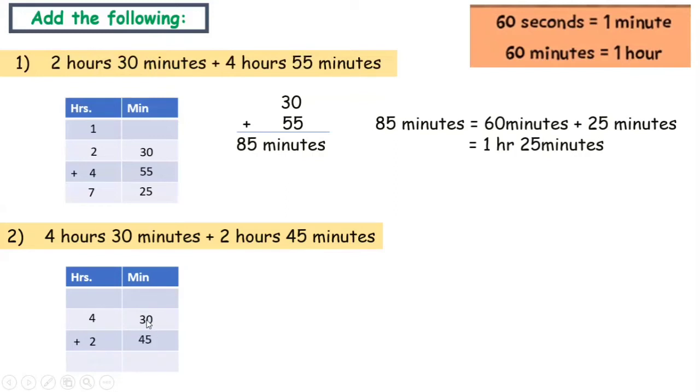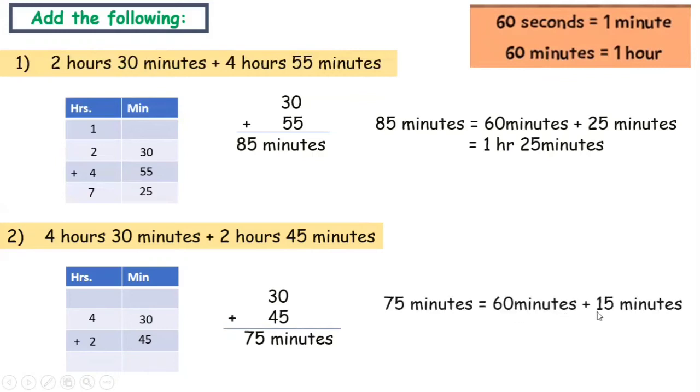Now again what do we do? We add 30 plus 45. So 30 plus 45 gives us 75 minutes. Now again 75 minutes is more than 60 minutes. So what do we do? We write 75 minutes as 60 minutes plus 15 minutes. That means we have split the number 75 as 60 plus the remaining number, that is 15.